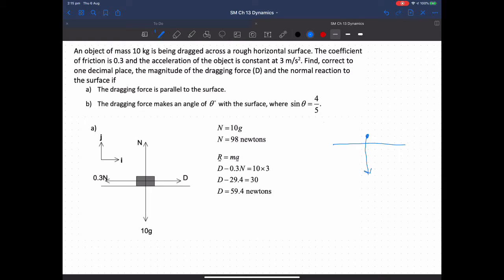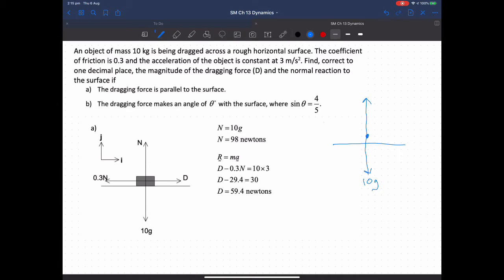Weight equals mass times gravity. The mass is 10, so 10g. There is a normal reaction operating then, upwards and in the opposite direction. We're told the coefficient of friction is 0.3 and the acceleration of the object is 3.